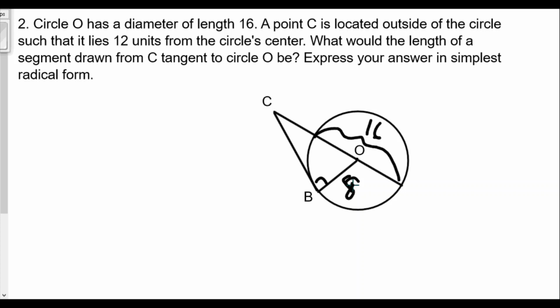Now, we're also told that point C is located 12 units from the circle center. So this must be 12. And now we're trying to find this measurement here, CB. Just like the last problem, we're using the Pythagorean Theorem. And so we're going to do the following: A squared plus B squared equals C squared. In this case, our A value is going to be 8.